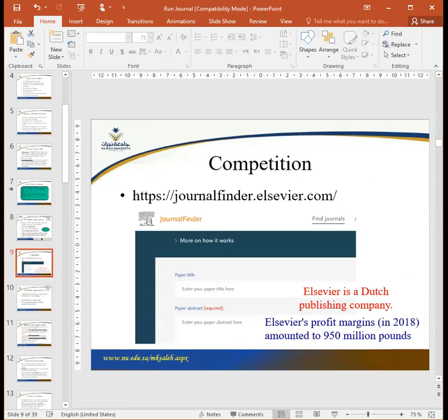Publishers have very high income returns, and therefore there is great competition between them. This is an example for Elsevier, a Dutch publishing company, which had a profit margin in 2010 of about 950 million pounds. This is not advertising, but they offer many services. For example, but not limited to, they provide a service for finding the right journal for the author. You just go to the link that appears, write the title and abstract of your manuscript, and they will provide you with many options.